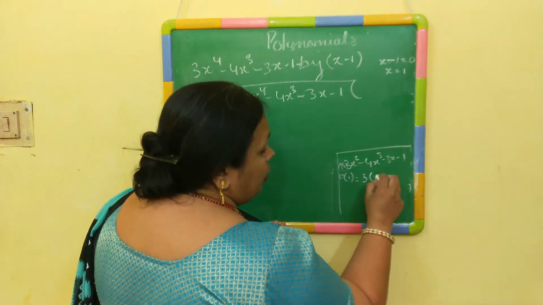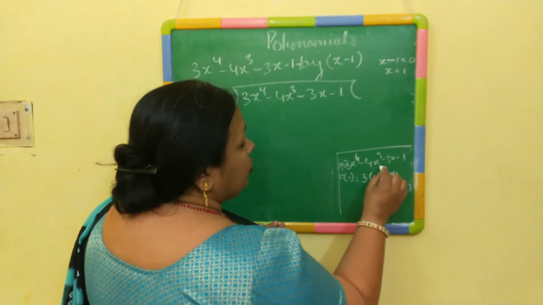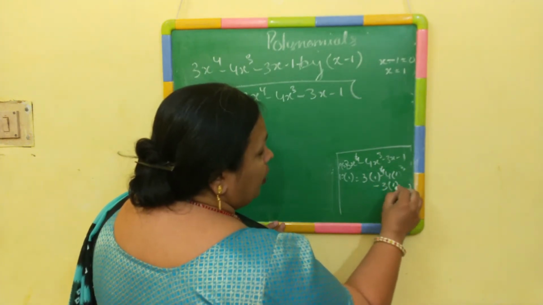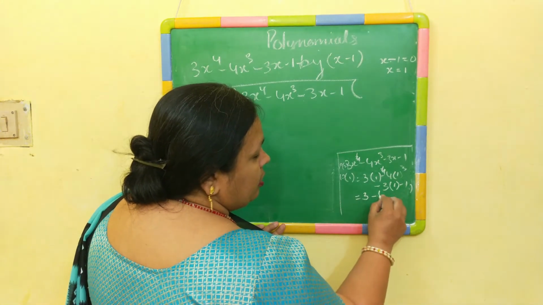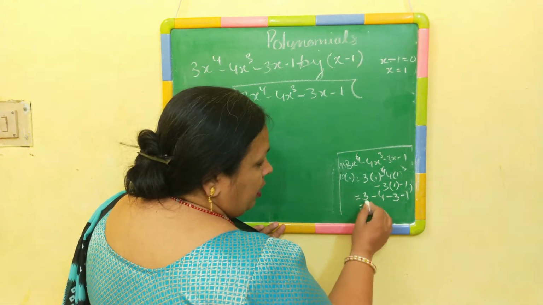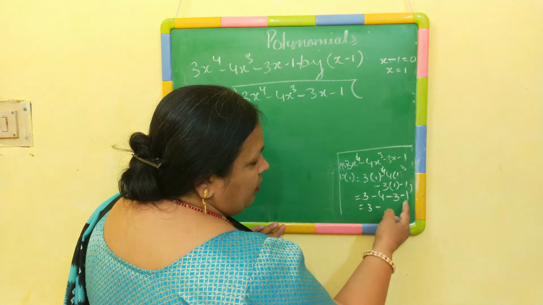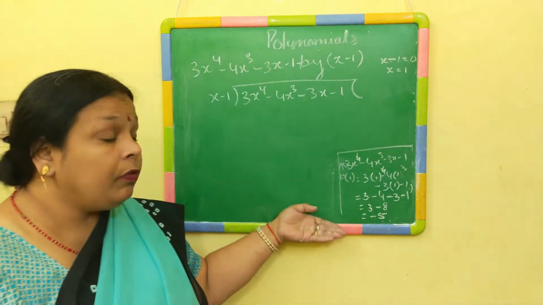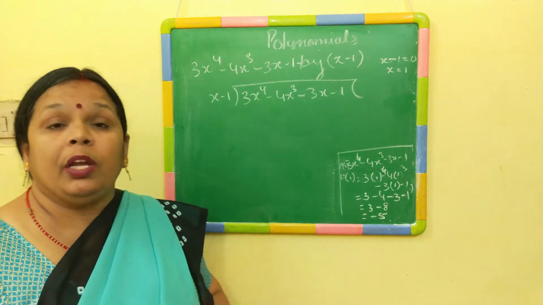So this becomes 3 into 1 to the power 4, minus 4 into 1 cube, minus 3 into 1, minus 1. So 1 power 4 is 1 multiplied by 3 is 3, minus 4, minus 3 and minus 1. So this is becoming 3 minus 4 is minus 1, minus 3 is minus 4, minus 1 is minus 5. The answer is coming as minus 5, which we have done in a very few seconds. Let's perform the proper division and see whether we are getting minus 5 or not.